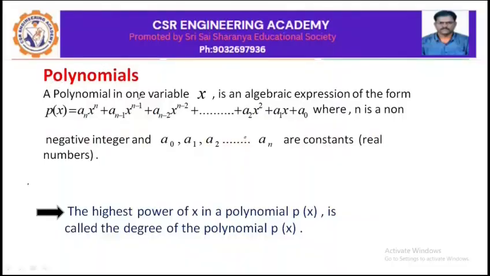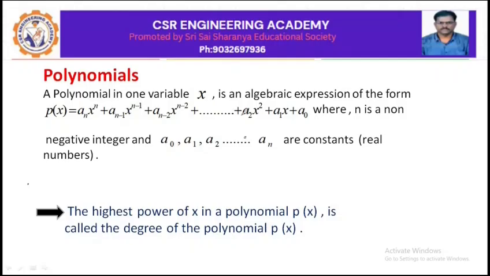Polynomials. A polynomial in one variable x is an algebraic expression of the form p of x is equal to a_n x^n plus a_(n-1) x^(n-1) plus a_(n-2) x^(n-2) plus ... plus a_2 x squared plus a_1 x plus a_0, where n is a non-negative integer and a_0, a_1, a_2, ... a_n are constants, that is, real numbers. The highest power of x in a polynomial p of x is called the degree of the polynomial p of x.